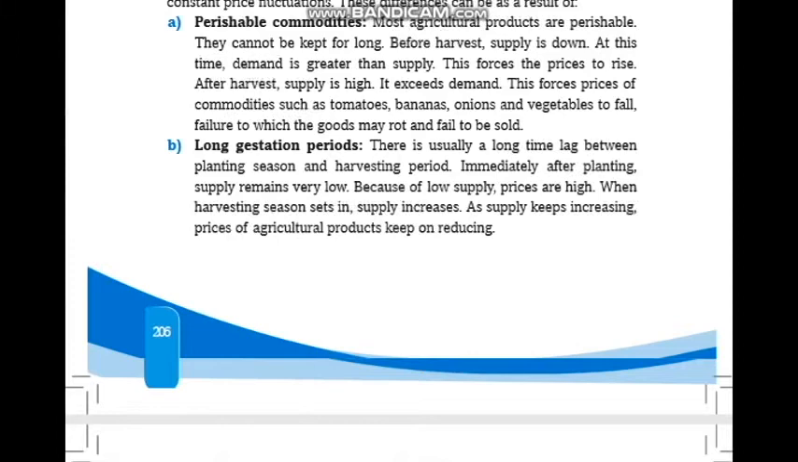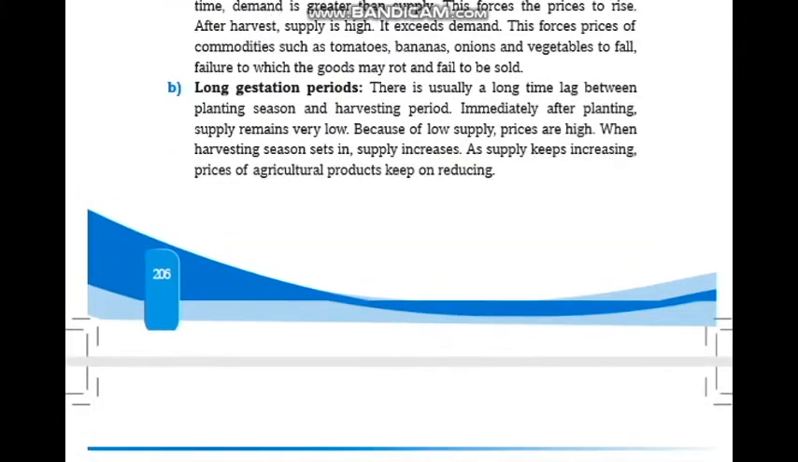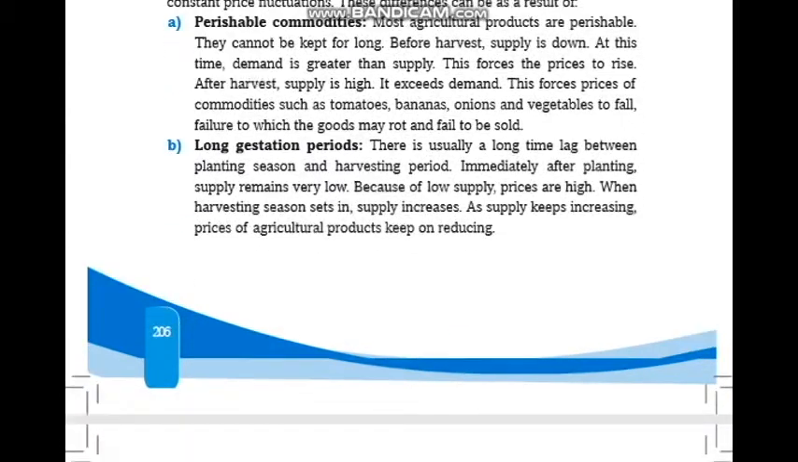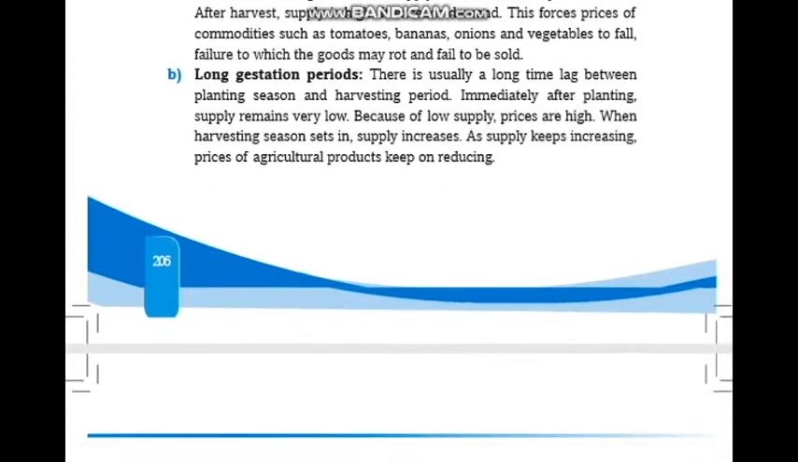Kuvuga ngo iyo baproducinze ibintu bibora, commodities zibora, byaga byakunda ntabwo bazibika igihe kirekire. Mbere y'isarura rero, igihe supply ibiri down. Yeah, that is called perishable commodities. Icyo gihe byanga byakunda ibiciro biragabanyuka mu gihe supply itari yaba mbere y'isarura.